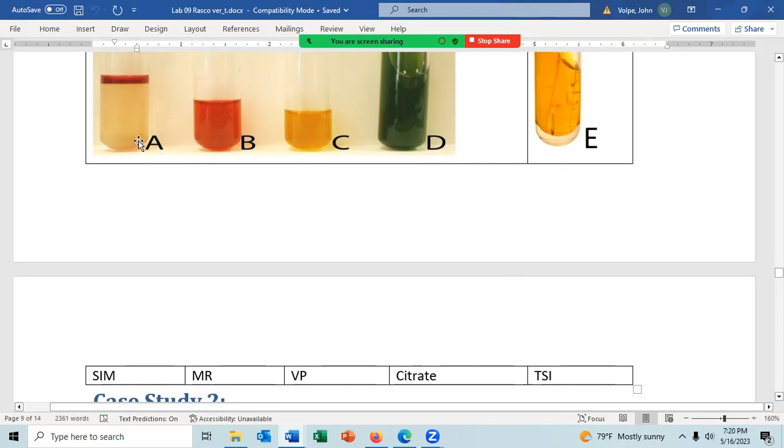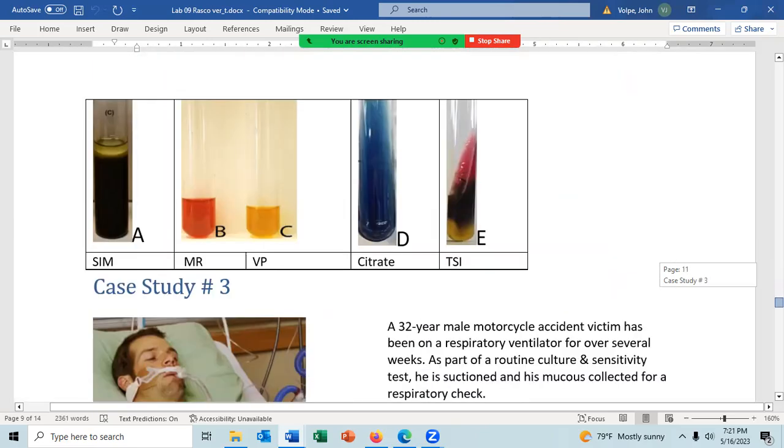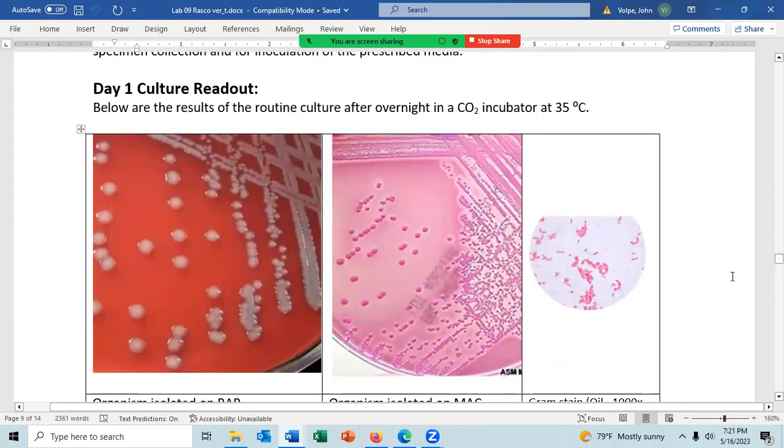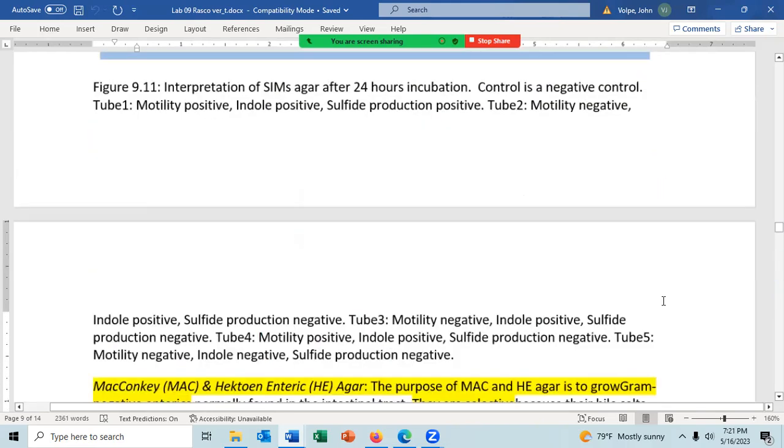I will tell you that this one is not motile. You don't see the growth flaring out. Actually, I don't see the stab mark either, but it's not motile. And then you can tell from the indole from this whether it's indole positive or not. Anyways, read the results here, record them in the worksheet, and then identify the species using the key given in the worksheet.